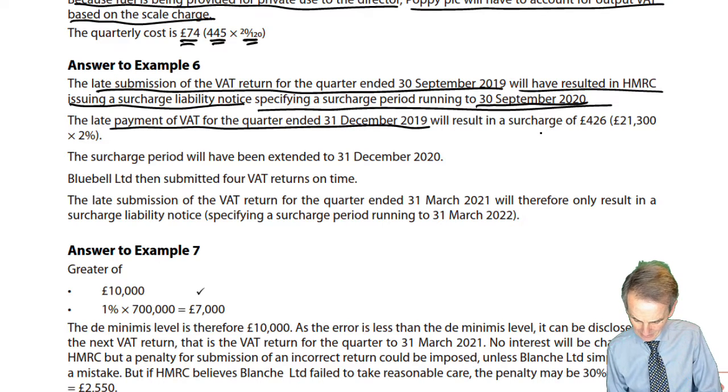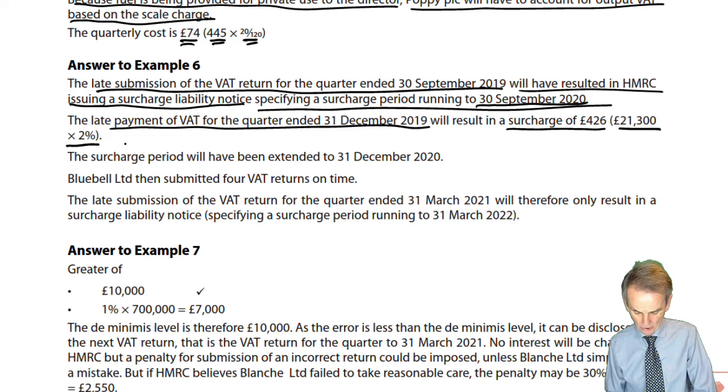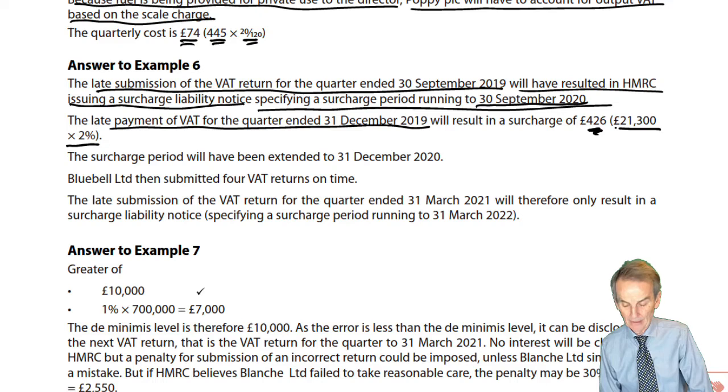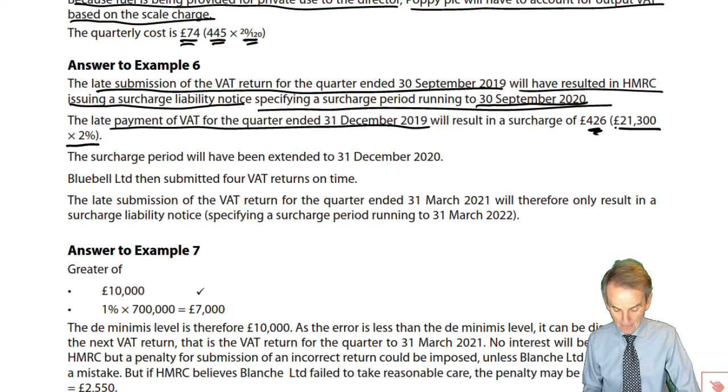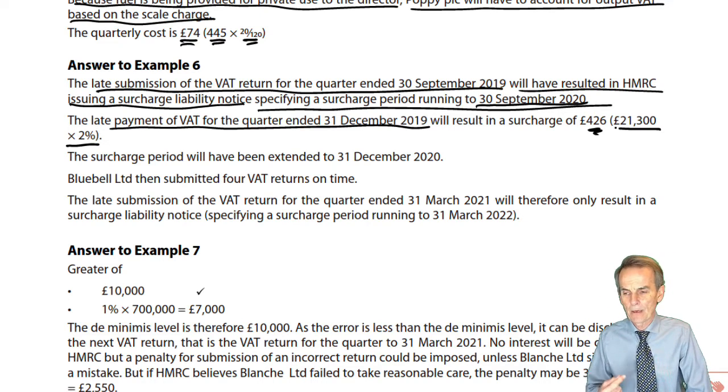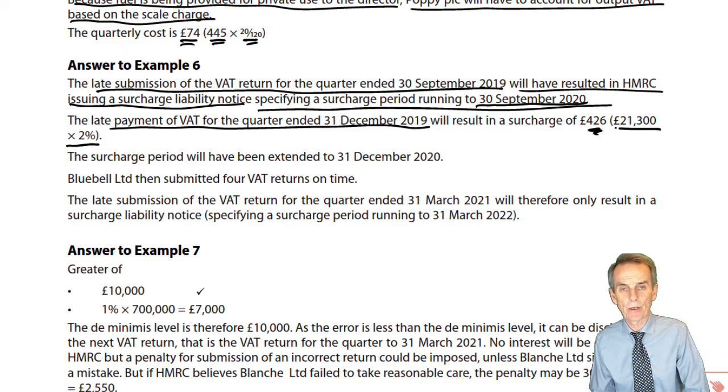19. That, therefore, will result in a surcharge of, well, the VAT unpaid was 21,300. It's the first default, so it's 2%. That, all being well, is £426, if we've got the calculation correct there. But as we were saying before, for both the first and the second defaults within your notice period, if the amount does not exceed £400, then it wouldn't have to be paid. There's no requirement to pay.